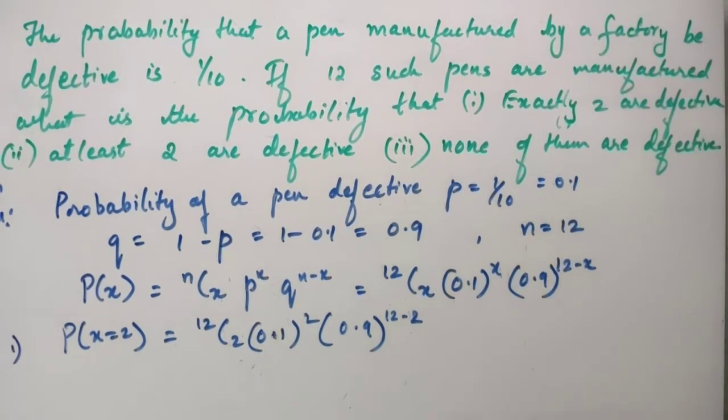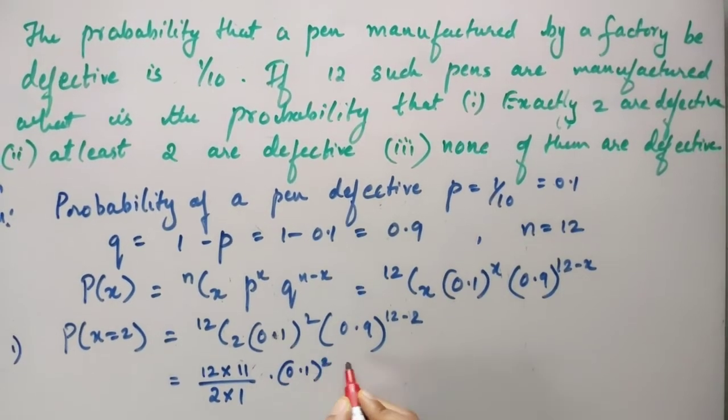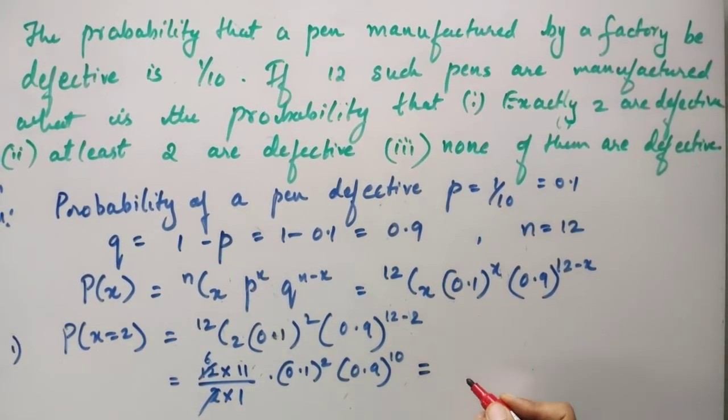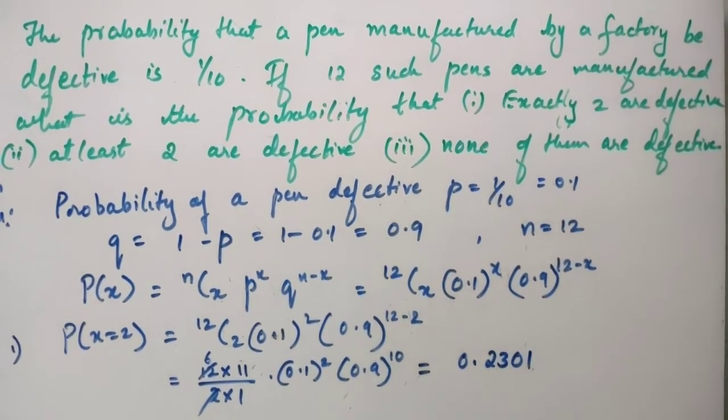Now when you further simplify this using your calculator, it will be 12 into 11 divided by 2 into 1, into 0.1 square, into 0.9 to the power 10. This is 66 into 0.1 whole square into 0.9 to the power 10. Just evaluate it. It comes out to be 0.2301. This is the probability of getting exactly 2 defective.